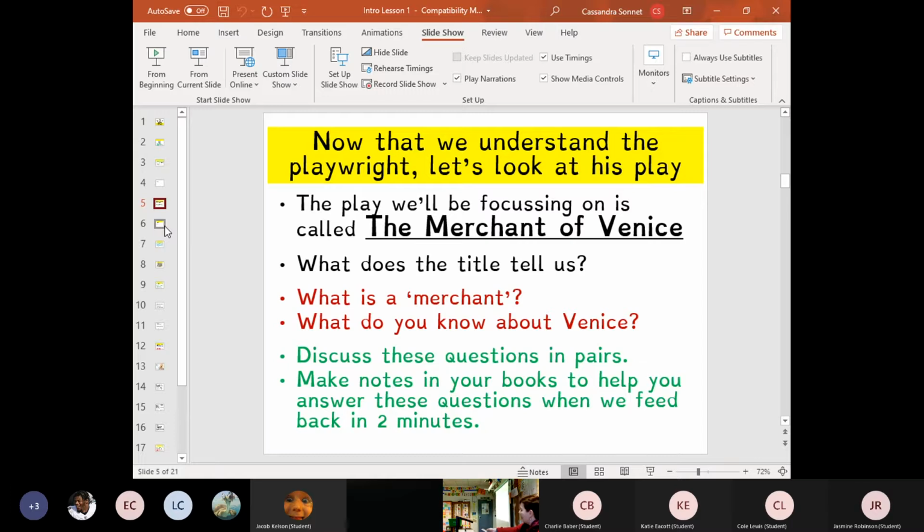First of all, does anyone here know anything about Venice or what a merchant is? Venice? Yes, it's a place, isn't it? It is a place. See, you do know something. A merchant is someone who trades with countries. Very good, Jasmine. A merchant is someone who buys and sells things. So this play is all about one person who buys and sells things.